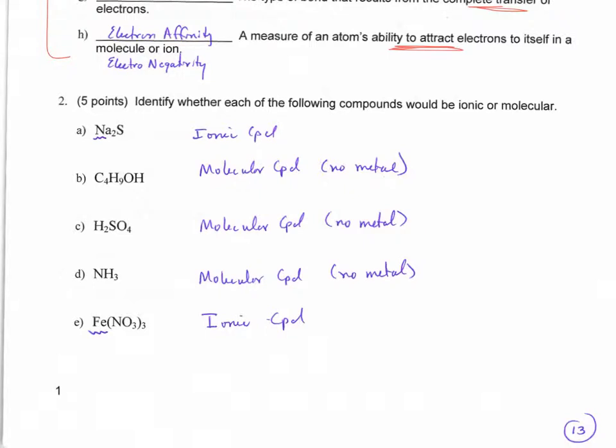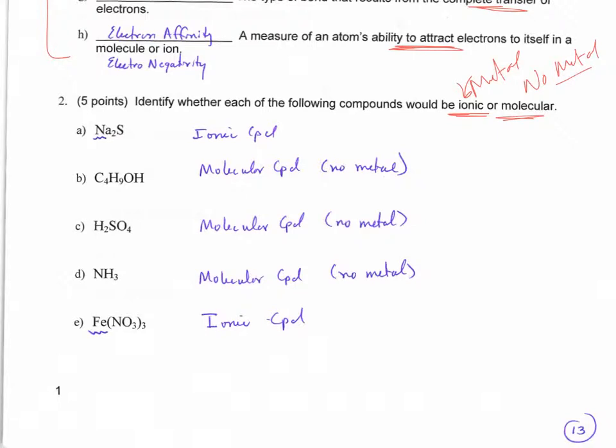And then there's going to be a section where you say, is this an ionic or molecular compound? And remember, if it has a metal, then it's ionic. If there are no metals, then it is molecular.